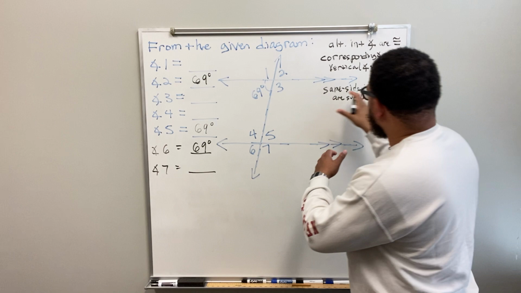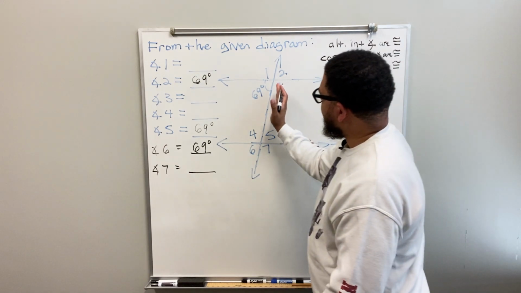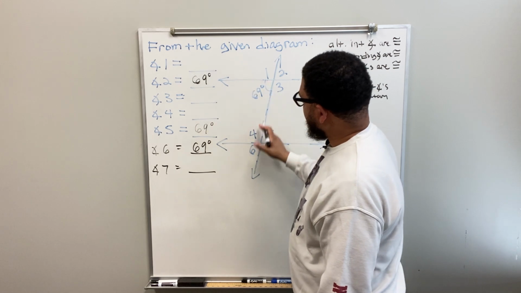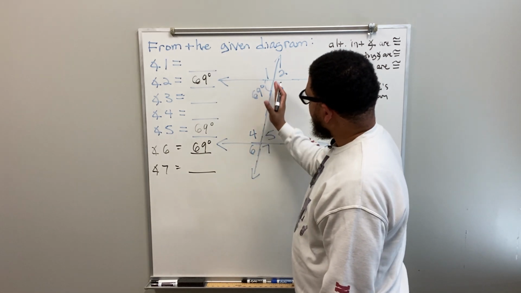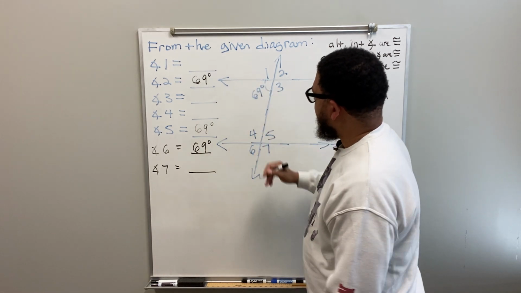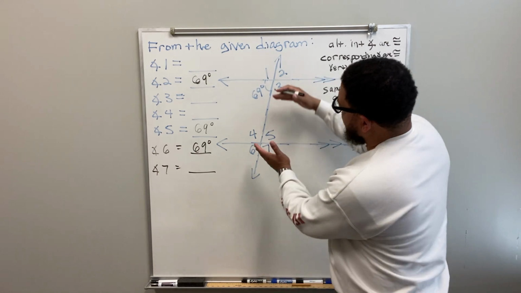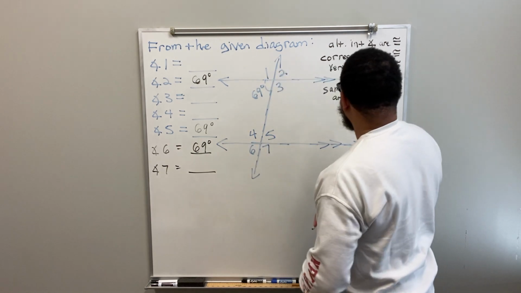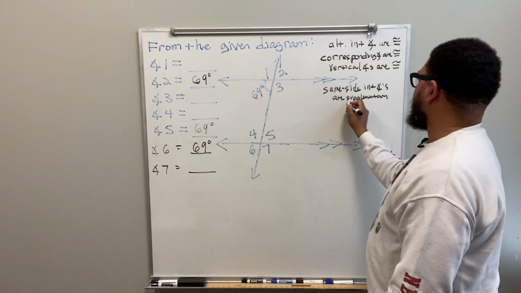So why are they same side interior? Why do they call that? Because they're on the same side of the transversal. They're both on the left side. This angle and this angle are both on the left side, right? All right, both on the left side, and they're interior, right? That means they're in between. Interior means they're in between the two parallel lines. All right, so they are supplementary.